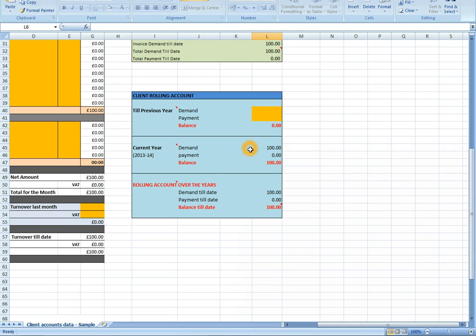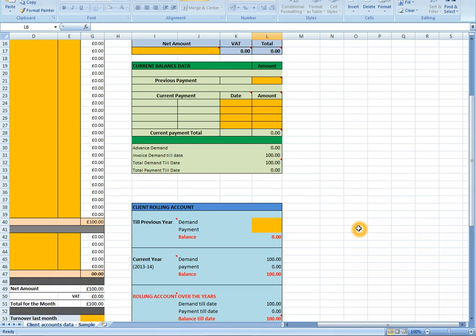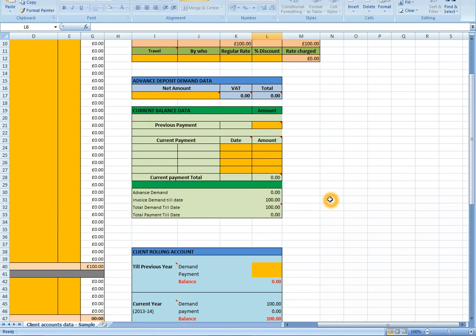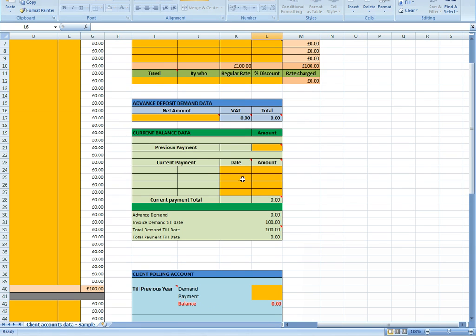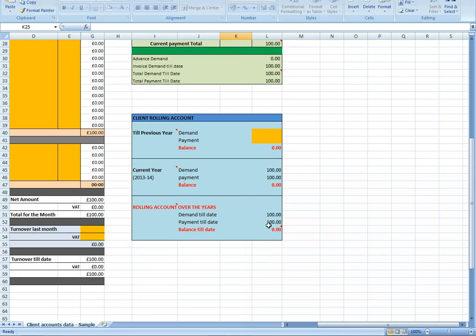You'll also see in the current year, that is over there and over here too, because the client has not made any payments. So we still have a demand. Now the client makes a payment. And is a good client, he pays us £100. That's the total amount. So the balance goes to 0. Okay.